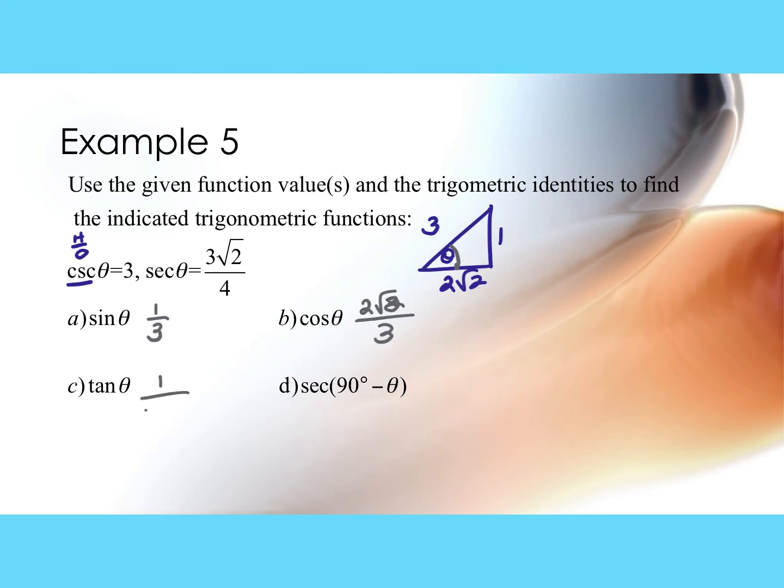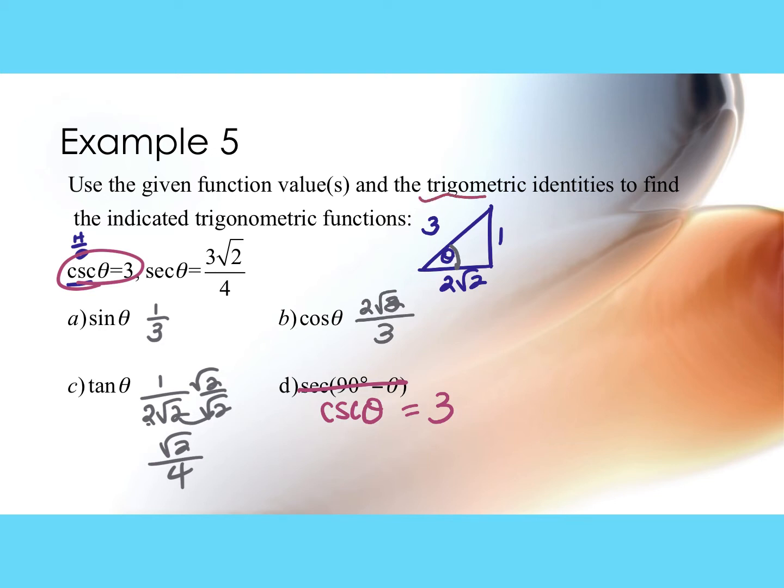Tangent is opposite over adjacent, and then we have to rationalize. So I'd get root 2 over, this would be 2 times 2, or 4. And then the secant of 90 minus theta, which we know is the same thing as the cosecant of theta. And that comes from what they gave you at the beginning, which is 3. Or you could find it from the triangle, either way. That's what it meant by the trig identities. Like, take this and replace it with what it is.